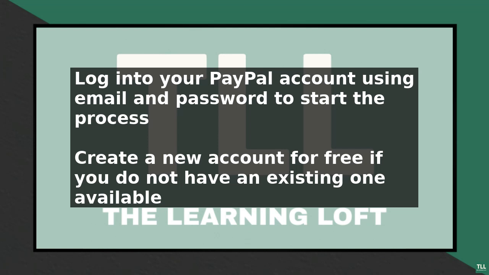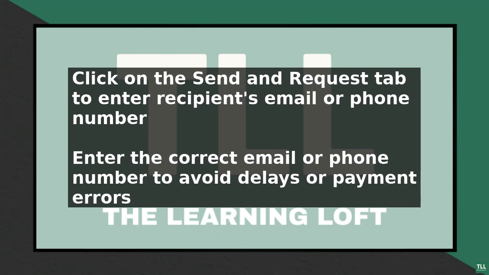Once you are logged in, click on the Send and Request tab at the top of the page. This will take you to a new page where you can enter the recipient's email address or phone number. Make sure to enter the correct email address or phone number associated with the recipient's PayPal account to avoid any delays or errors. Next, enter the amount you want to send and select the currency.